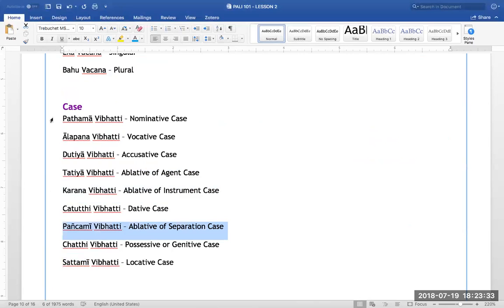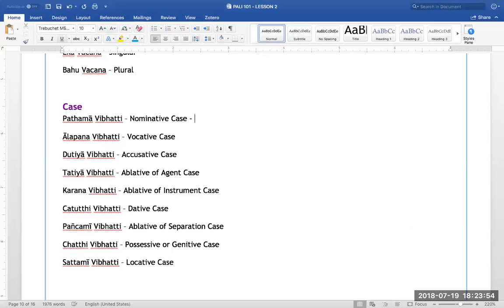So these things like Pratama Vibhati is used for nominative case, that is subject of a sentence. When we use the subject of sentence, we use Patama Vibhatti. Okay, for example, Buddho Dhammang Deseti.